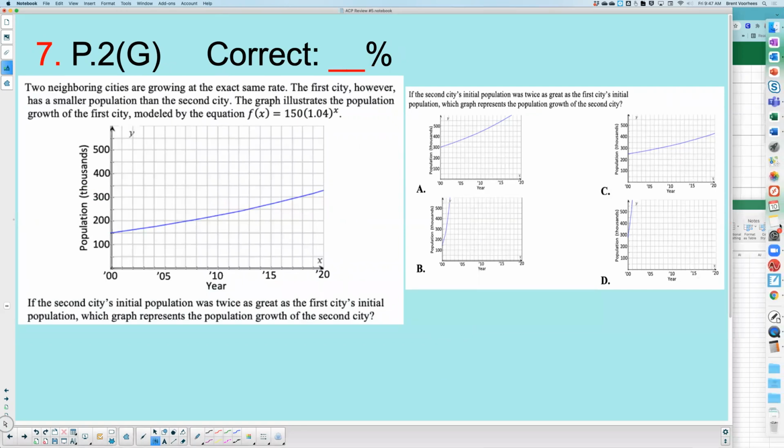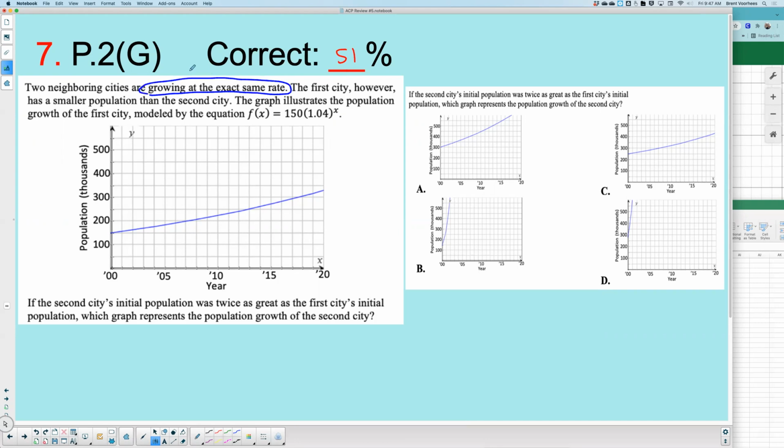This is 51%. 2 neighboring cities are growing at the exact same rate. The first city, however, has a smaller population than the second city. The graph illustrates the population growth of the first city. Oh, wait, there was something very important I just read. What was it that I read that was very important? 2 things. Exact same rate. They're growing at the exact same rate.